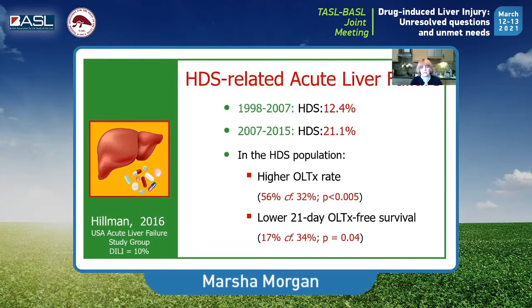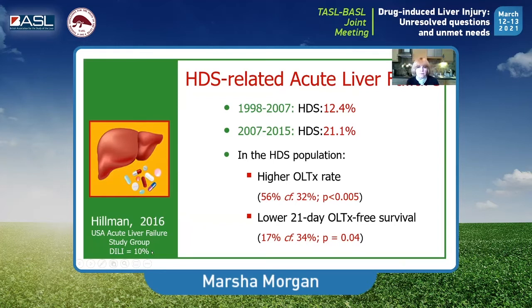The fact that in the registries we saw the outcomes in the HDS patients, particularly those with an acute hepatitis, as being more severe, was picked up by the US Acute Liver Failure Study Group. And they looked at all the cases that had been referred to them with acute liver failure between 1998 and 2015. Of those, DILI constituted 10%.